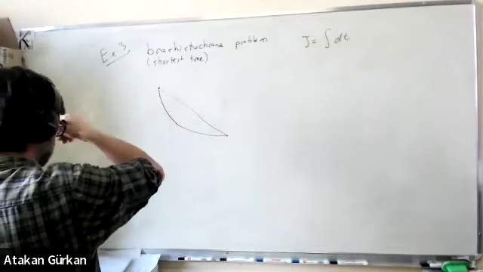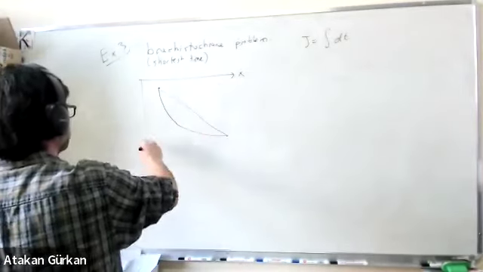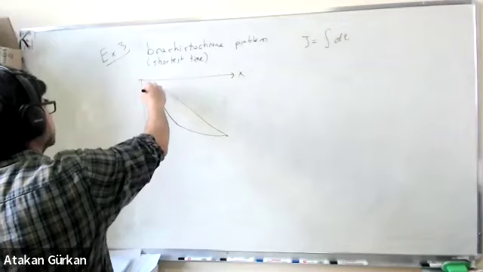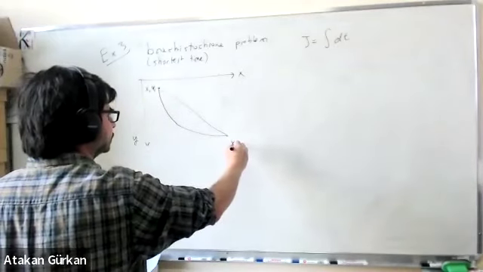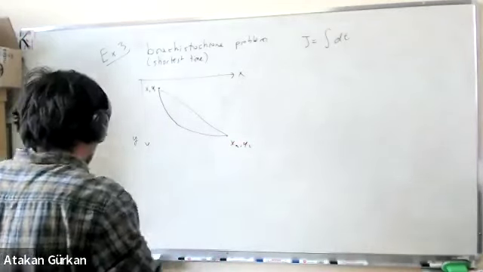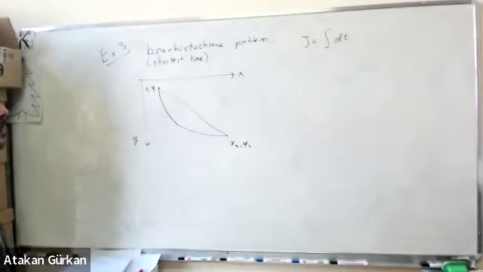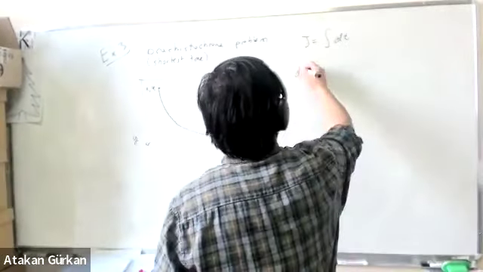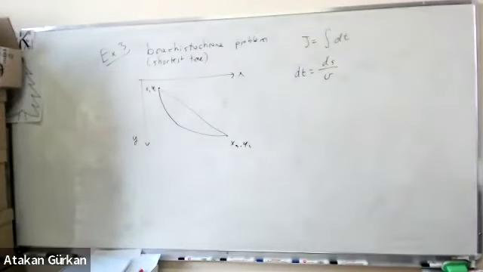So first of all, let's draw some coordinate system. I think traditionally it's drawn this way. Y is down, so it's going to be x1, y1, going to be x2, y2, and this dt is going to be ds by v. And I'm going to assume I start from 0 velocity.